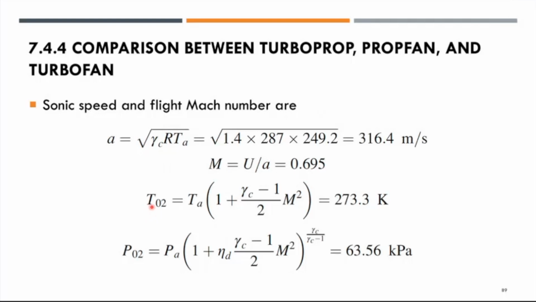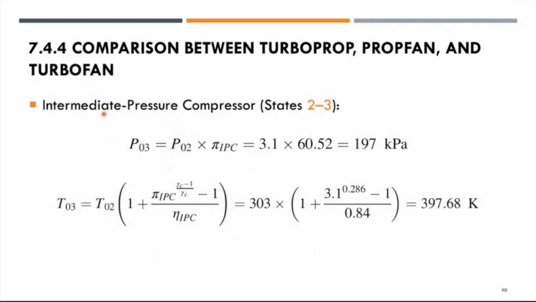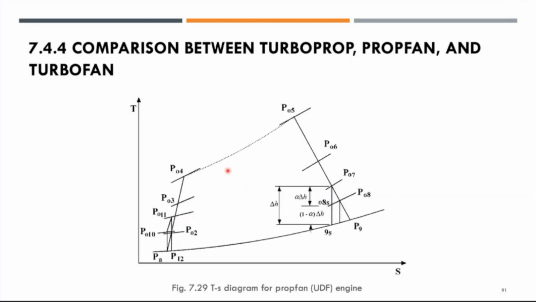You then obtain the temperature at state 2 equal to 273.3 Kelvin, and the pressure is found to be 63.56 kilopascal. Moving into the IPC, the intermediate pressure compressor, state 2 to 3, with the pressure ratio of 3.1, you get P03 equal to 197 kilopascal, and the temperature T03 becomes 397.68 Kelvin. This is the TS diagram. There are so many stations: A, 2, 3, 4, 5, 6, 7, 8, 9, 10, 11, 12. We have 12 stations.